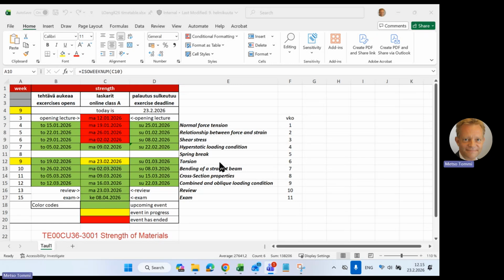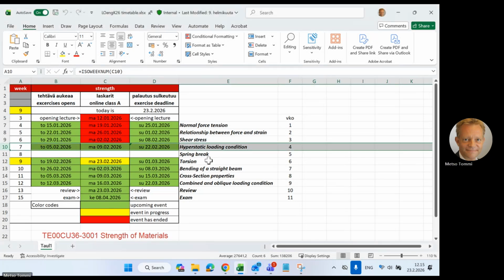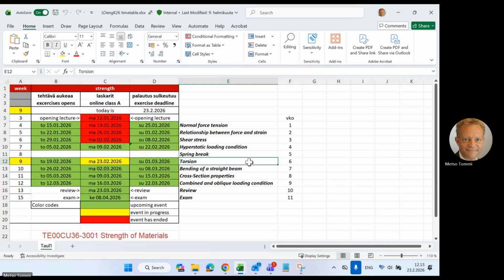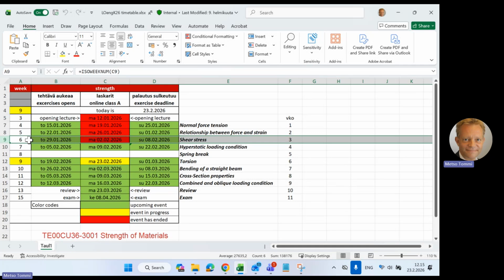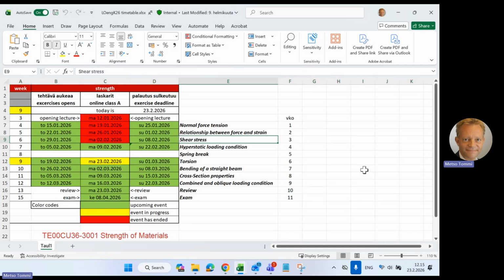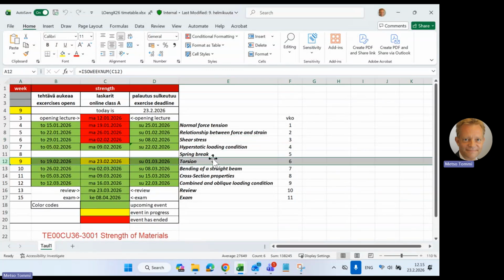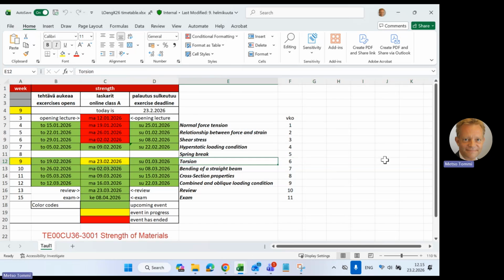This week's subject, torsion. And as we discussed in week 6 about shear stress, also in this torsion twist case, the stress is shear stress.